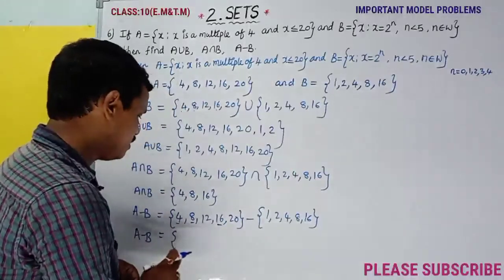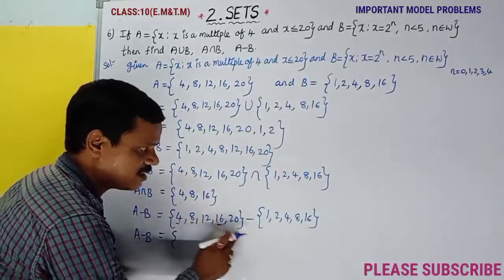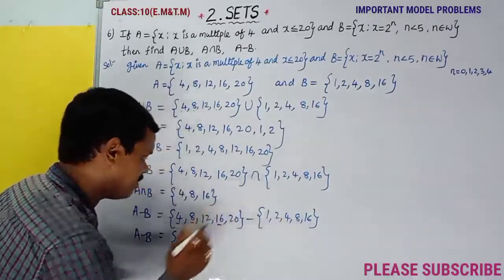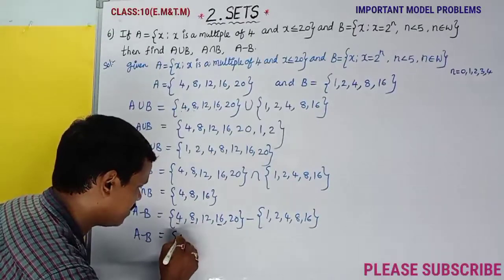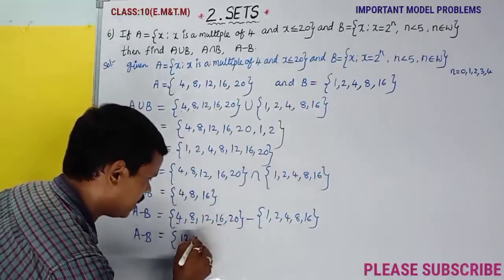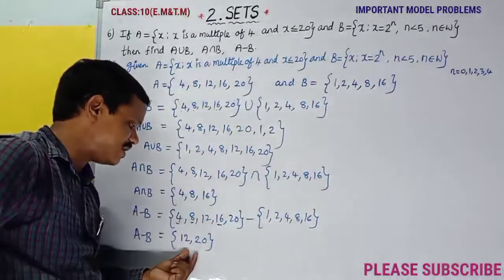So here 4, 8, 16 are the elements of set B, so remove those elements and write our remaining elements. What are the remaining elements? 12, 20. These are only elements of set A.